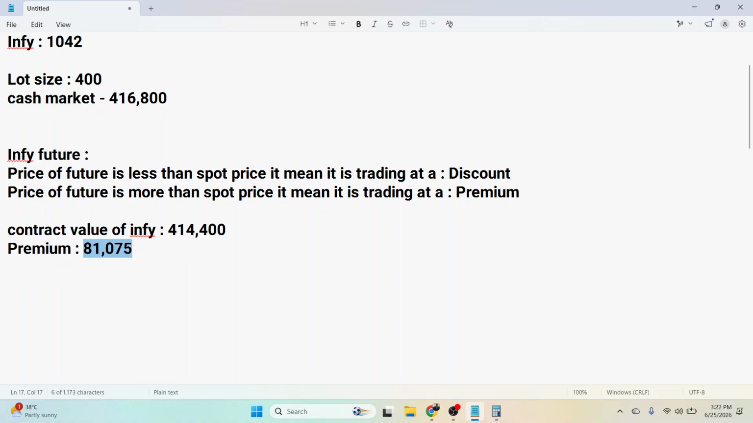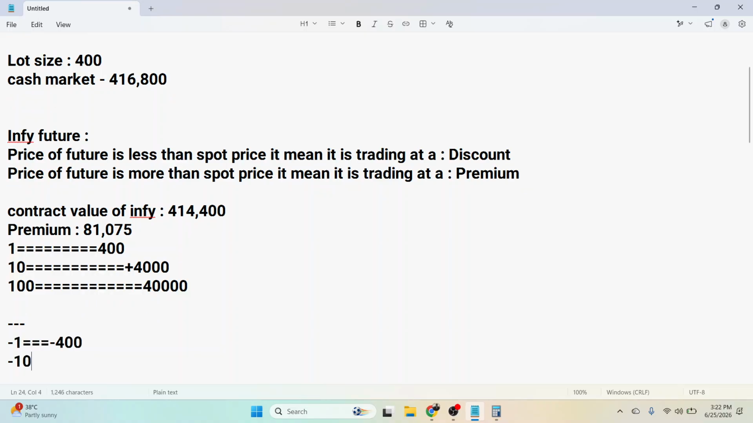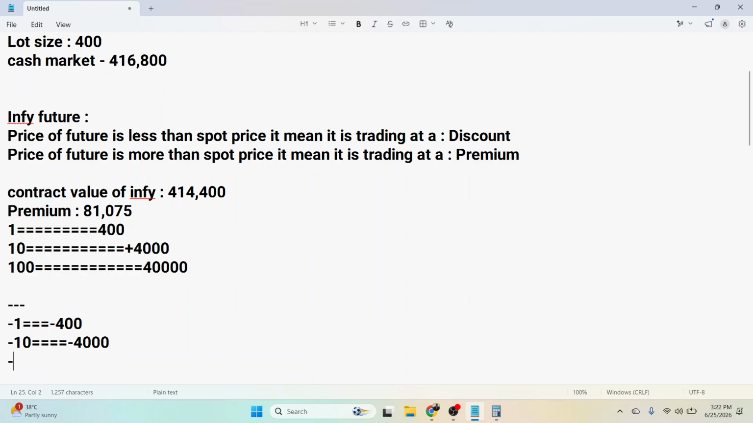And if the price of Infosys is increased by 1 rupee, you will make a profit of 400. For every 10 rupees, you will make a profit of 4,000. For every 100 rupees change in the Infosys price, you will make 40,000. Same thing for the negative direction. If the price declines by 1 rupee, there would be a loss of 400 rupees. If the price is declined by 10 rupees, the loss would be 4,000 rupees. And if the price of Infosys declined by 100 rupees, the loss would be 40,000.